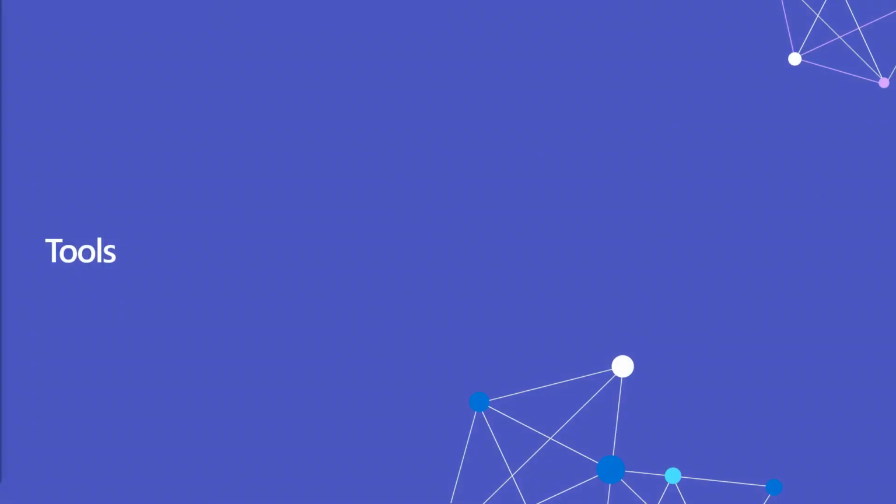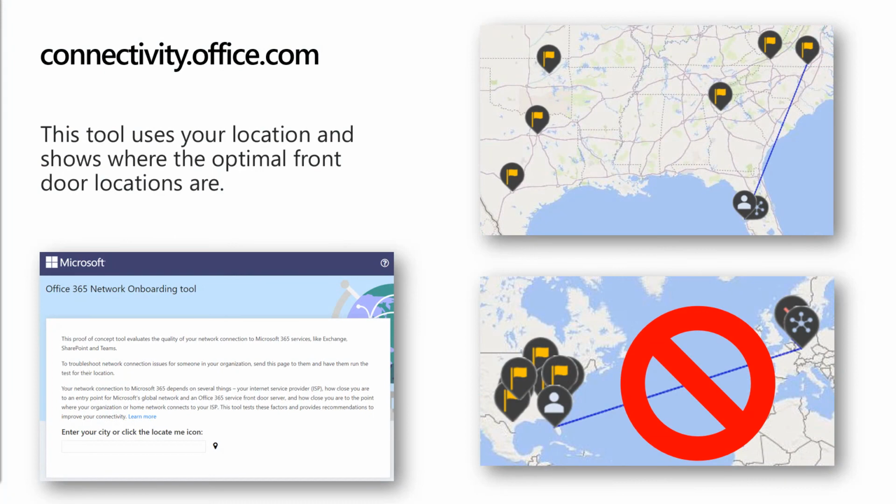What are some tools you can use to check your connectivity with Microsoft 365? The best tool is connectivity.office.com. So this is the website down here. You can enter your city or let Windows Location Services find your location. At that point, it'll bring up a drawing, hopefully this one up here.